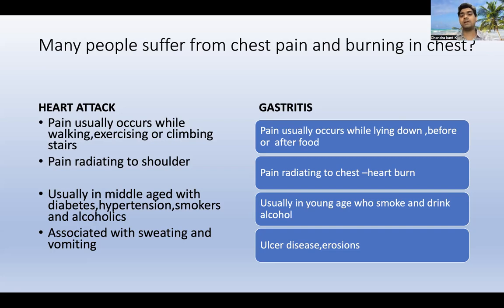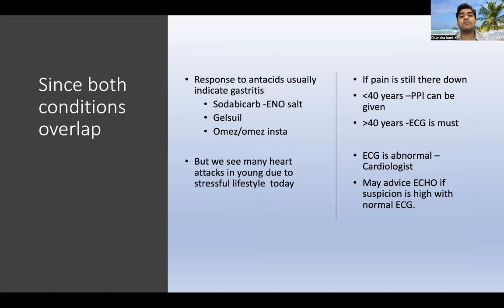Usually, gastritis pain is seen in the abdomen and it goes into the chest. The patient will also complain of belchings. They also complain of some liquid coming with a sour taste in the stomach and like that. Usually, the background cause is some ulcer or some gastritis. So we have discussed both conditions overlap. What are these conditions? Heart attack and gastritis.